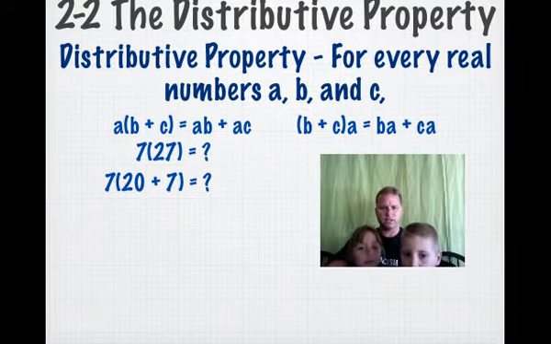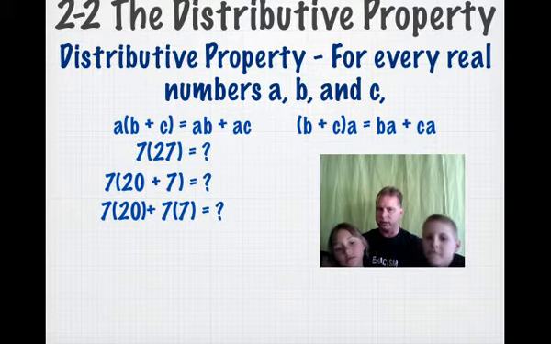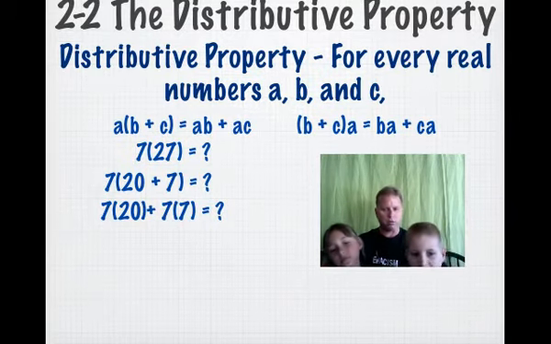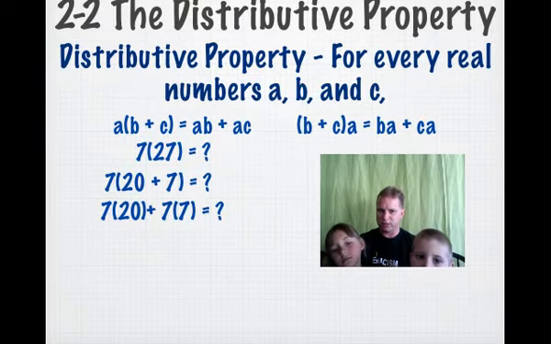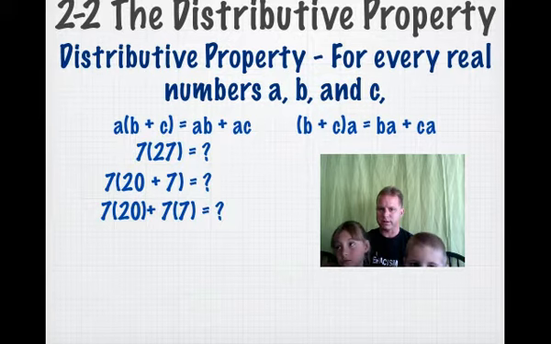So they would use the distributive property and say 7 times 20 plus 7 times 7. I know you're going to learn the properties, okay? But you got to pay attention. So 7 times 20 plus 7 times 7.